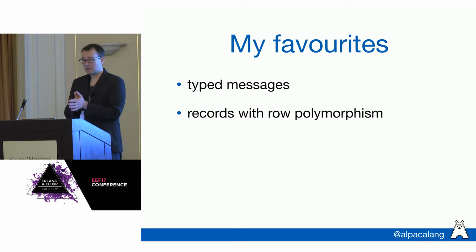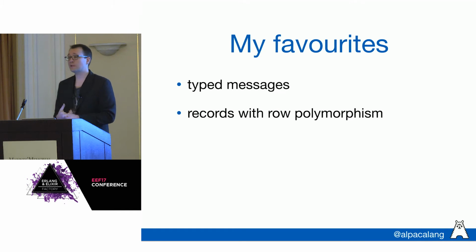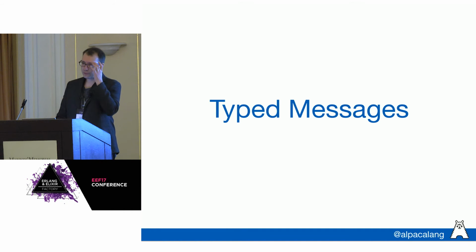Okay, so enough of the basics. The parts that I really like the most so far in Alpaca are typed messages and records with row polymorphism. To simplify that last bit, our records should feel really familiar to anybody coming from either OCaml or Elm. We have a few extensions, a few differences here and there, but they're pretty close. So usually the first thing people ask me about Alpaca is, what about typing processes and messages? And the short answer is that all message sends in Alpaca, within Alpaca, are type safe. They are checked at compile time.